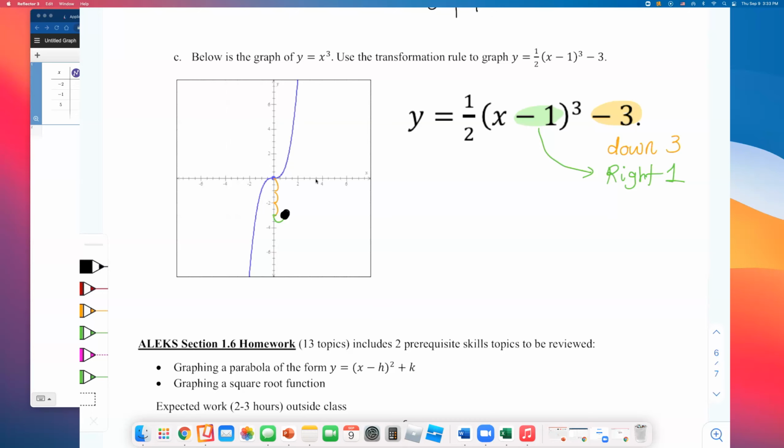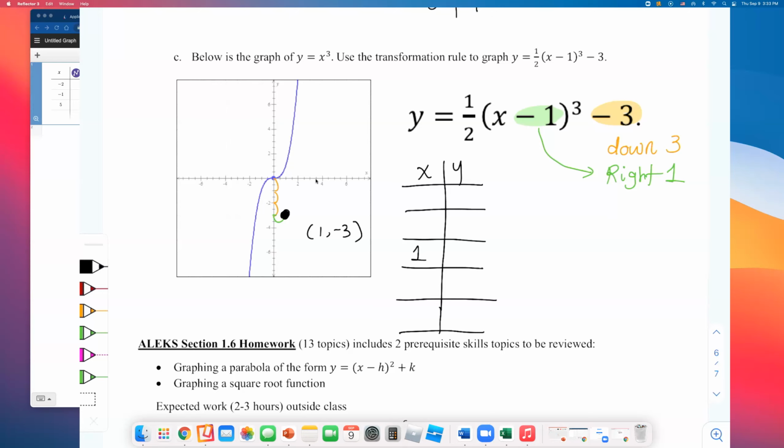But in order for me to have an idea of what it looks like, I think I want to have maybe like 5 points on this cubic function, okay? I'll put this point that I just plotted. The point is 1, -3. I'll put that right in the middle. And my goal is to have maybe 2 points to the right and 2 points to the left.